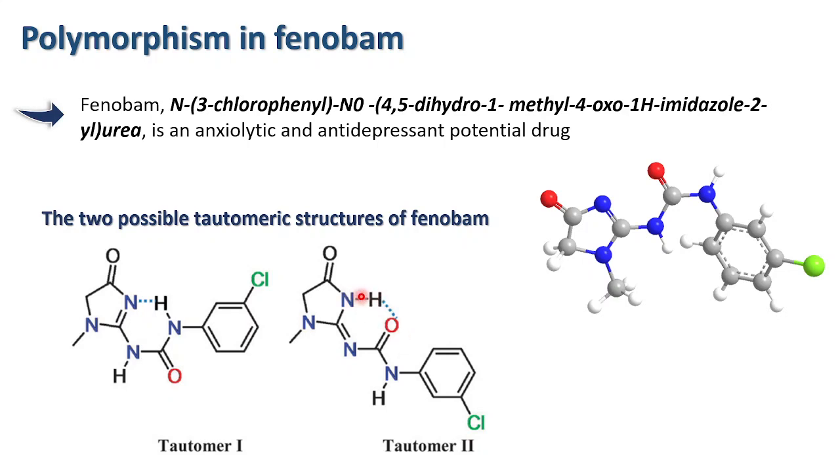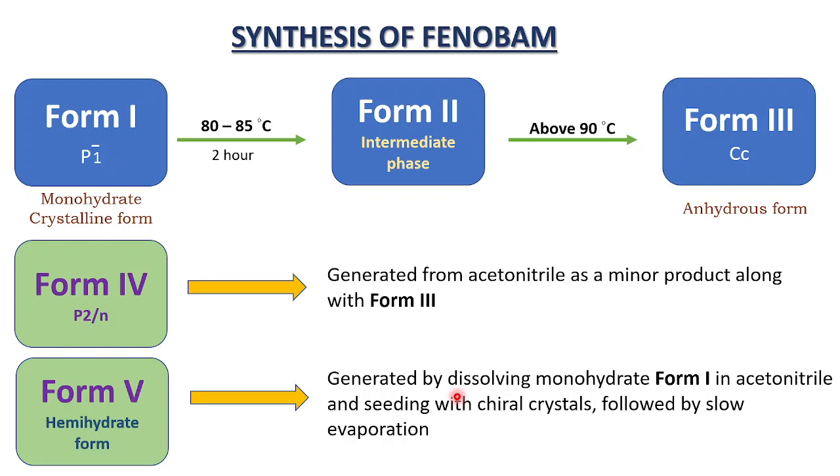There is a competition between two interactions. What are the interactions? The NHN interaction and the NHO interaction. These are the two competing interactions in the tautomers of phenobam. Which is more preferable, we are going to discuss. Which form polymorphs? Which is the preferable isomer, tautomer? That we are going to discuss, and we are also going to find which one is the most preferable tautomer.